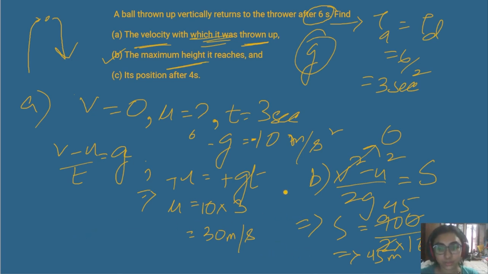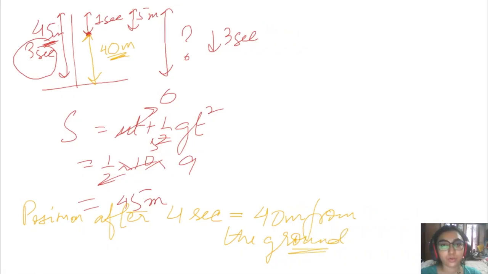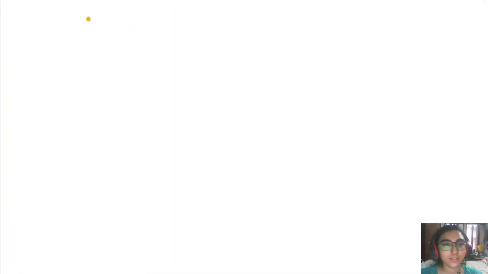So s equals 45 meter. Now its position after 4 seconds. Now this is kind of a tricky one. So what basically we have to do here is that we know that जाने का 3 seconds लगता है and आने का भी 3 seconds लगता है. So we have to find its position after 4 seconds.